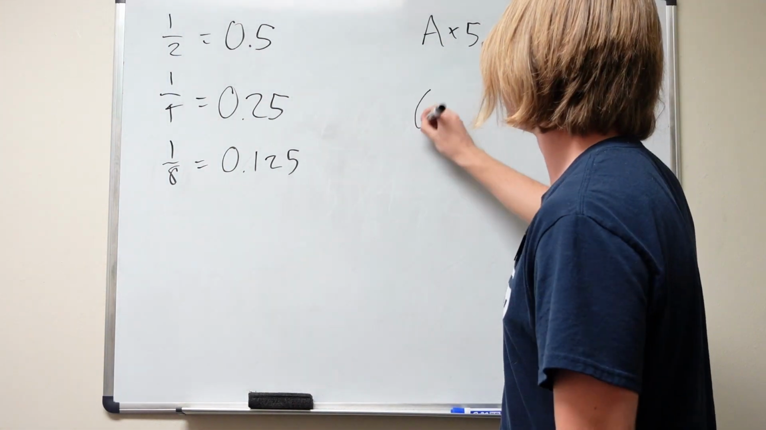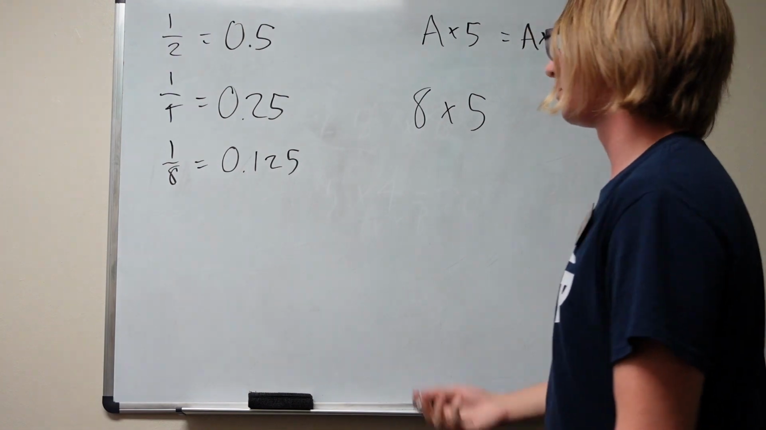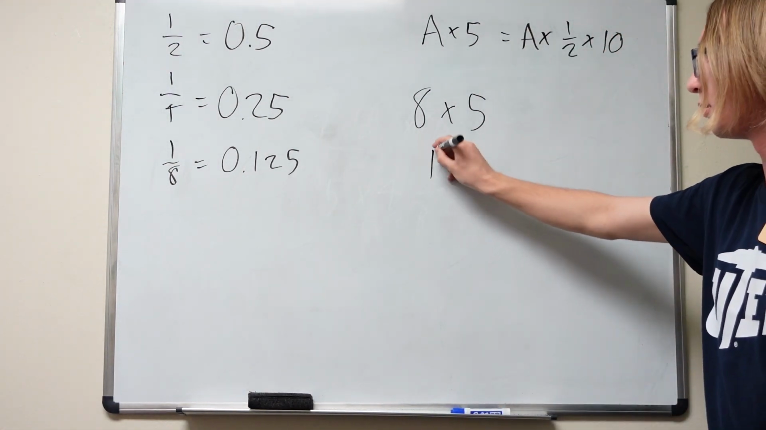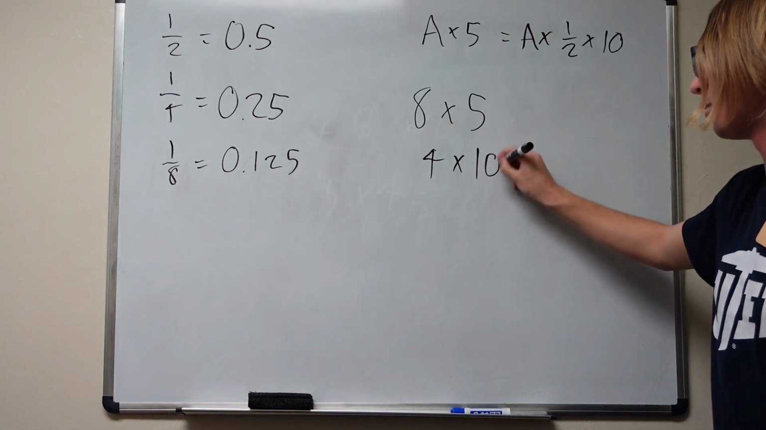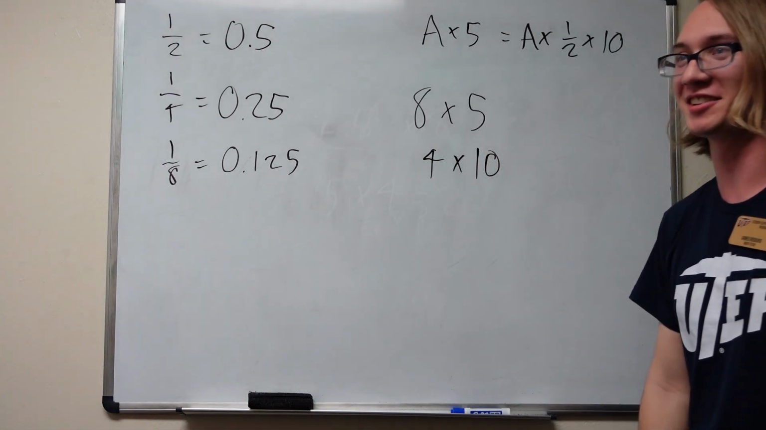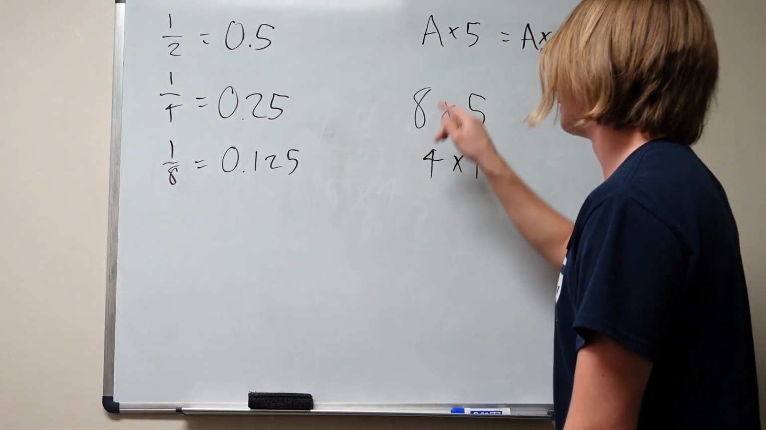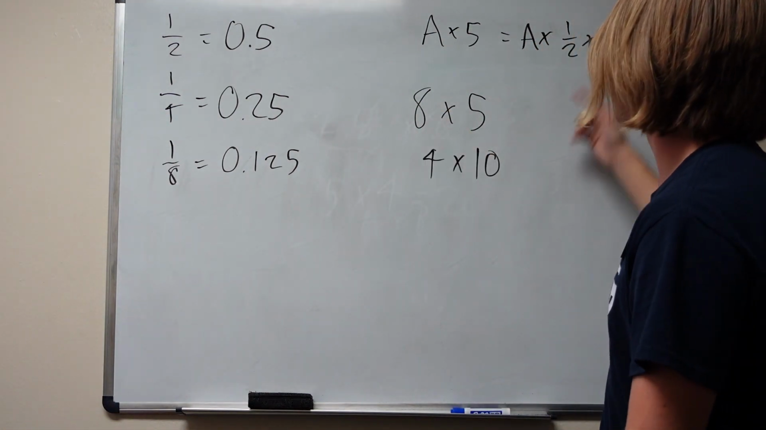So you probably do this by accident, but 8 divided by 2 is 4 times 10, which you're doing the double and half trick accidentally, but so you're dividing by 2 and then adding a 0.